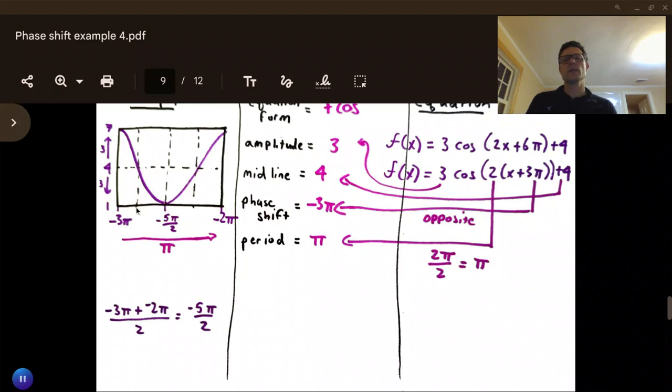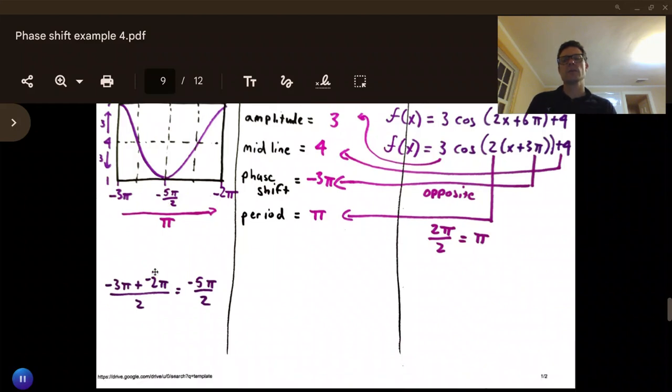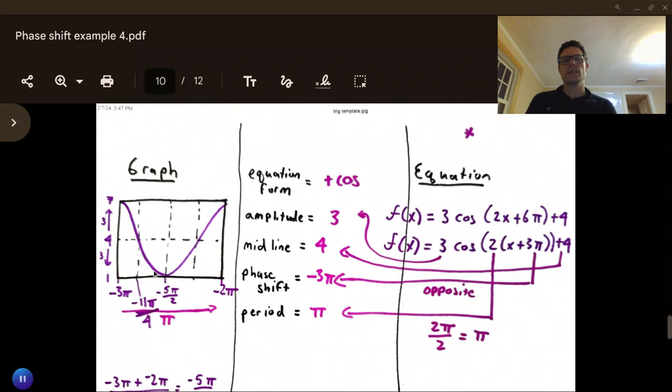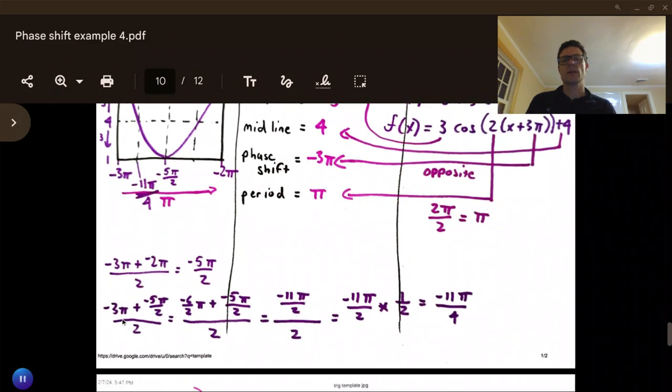Then these points are just going to be halfway in between this and then this. So for this point right here, I'm just going to average these two together. This takes a little bit more math, but I get negative 11 pi over 4 when I do that. I just add them together, divide by 2, get common denominators, add the fractions, and then divide by 2, which is the same really as multiplying by 1/2. So I've got negative 11 pi over 4.